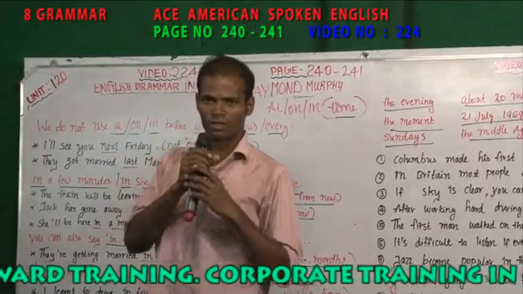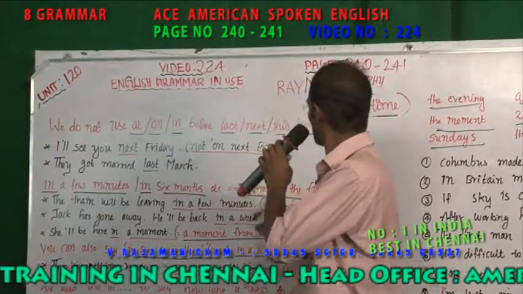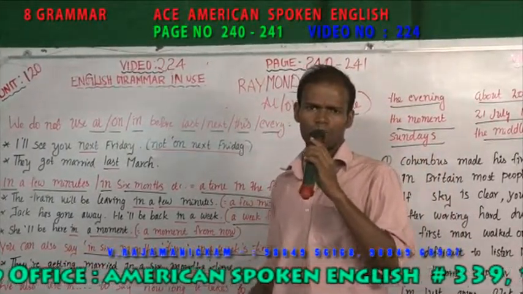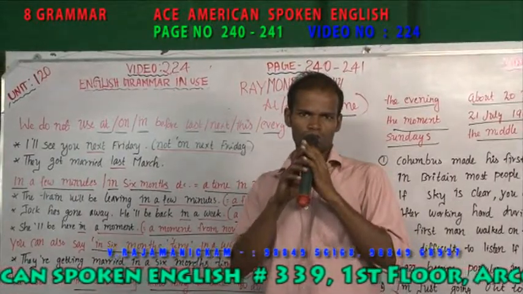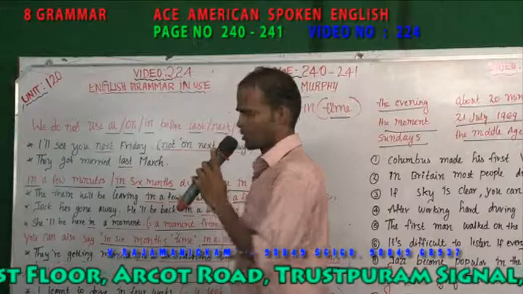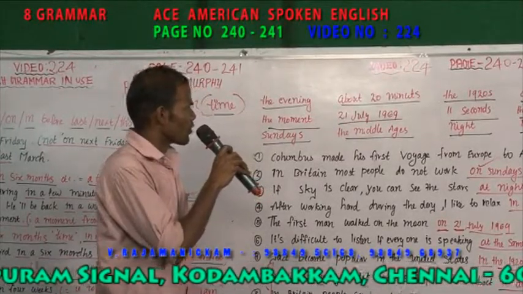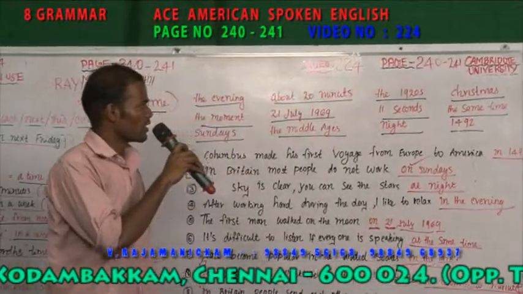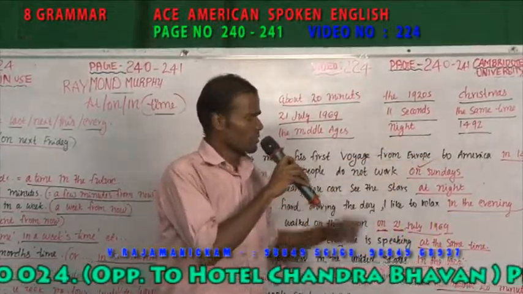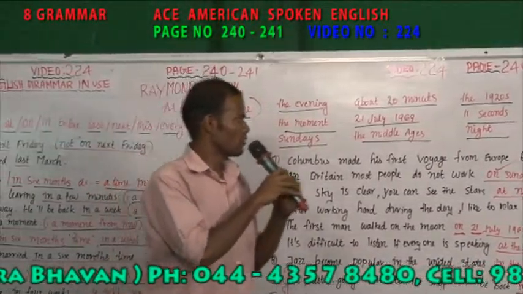Good evening to all. Today we discuss prepositions. We already said at, on, in. These three prepositions are used for time and then for places. Let me see the time prepositions. An example: Columbus made his first voyage from Europe to America in 1492. In means a long period, so we are using the preposition in. At is not suitable because it is used for a part of the time.